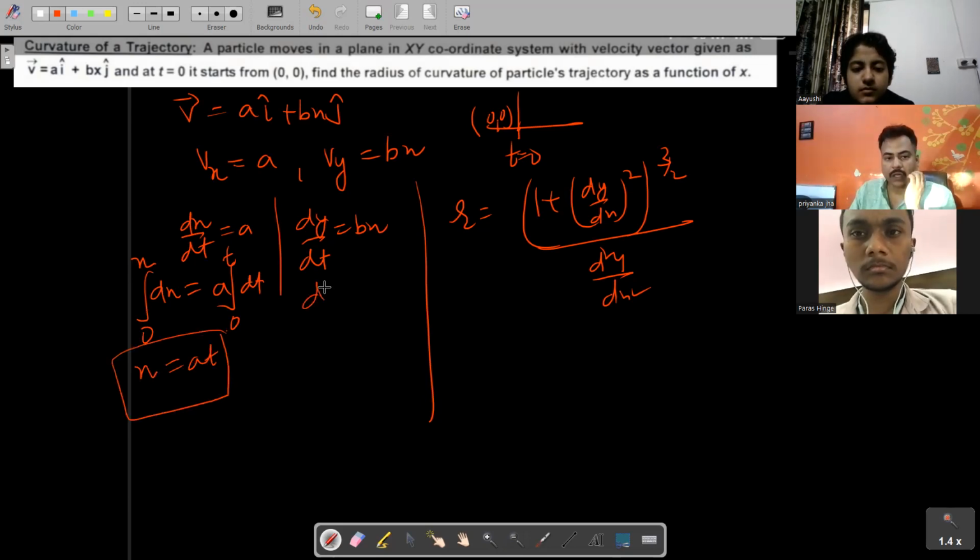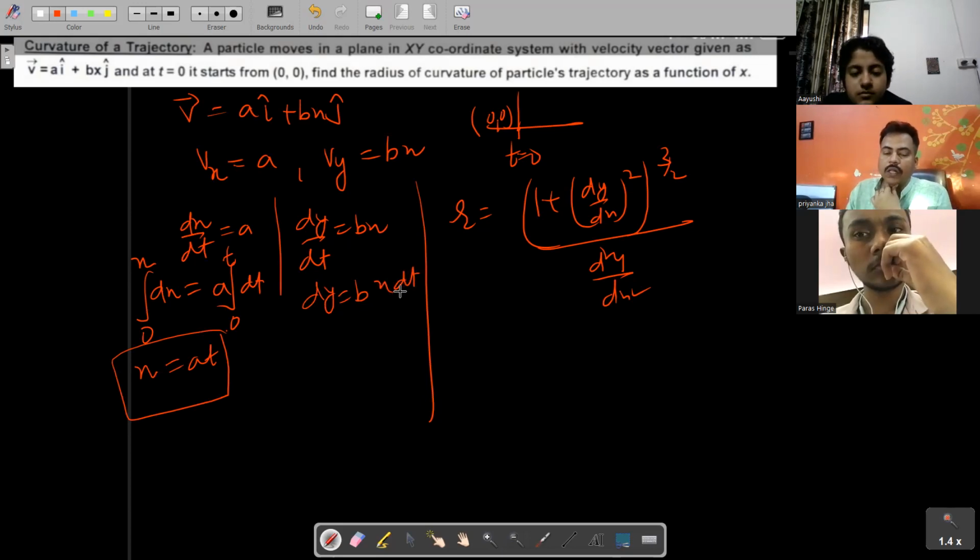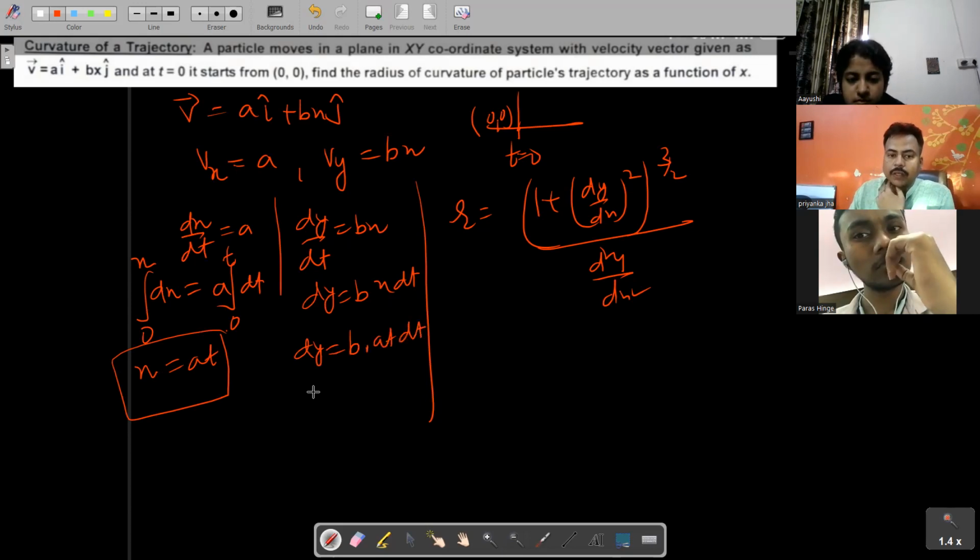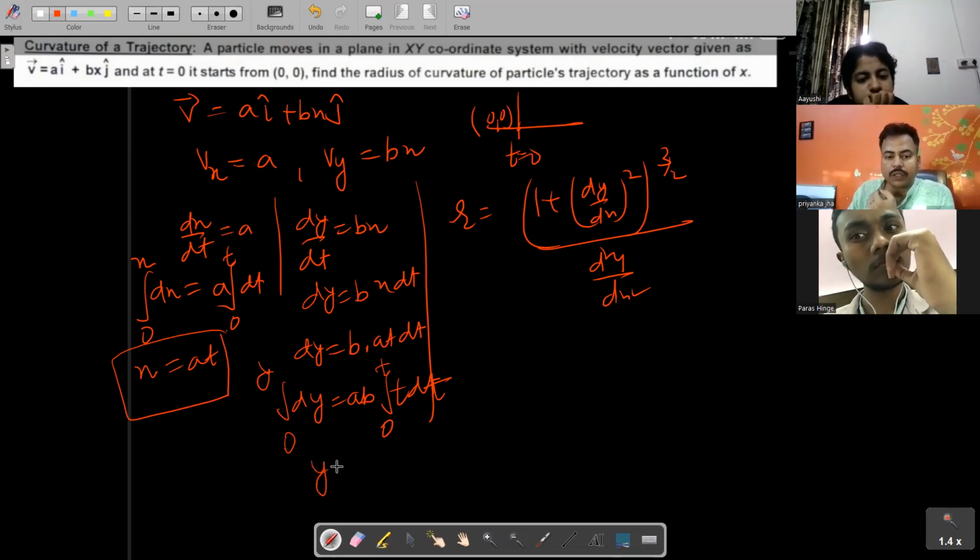Now from here you can see dy equal to bx dt. Now you cannot integrate this, because you have to integrate with respect to t, but the variable is x. So this variable must be in terms of t. So this x you have to replace here. So dy equal to b into at into dt. Now we have to integrate this. a into b is constant, it will come out, and t into dt will be here, from 0, because at t equal to 0 the position was 0, to time t, where the y displacement will have some value. So this is y equal to ab t square by 2.